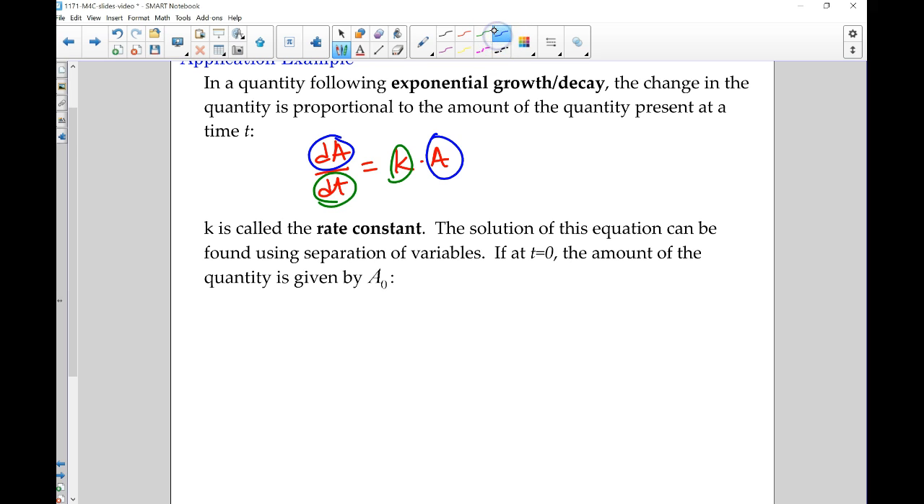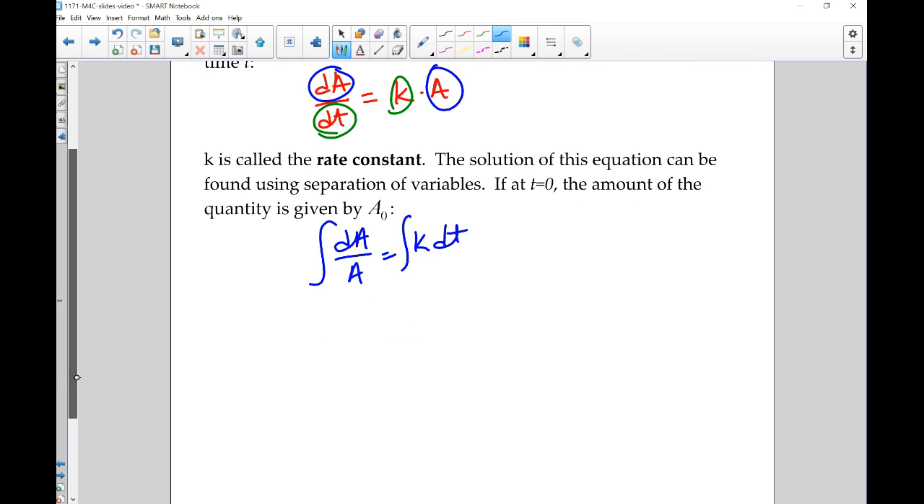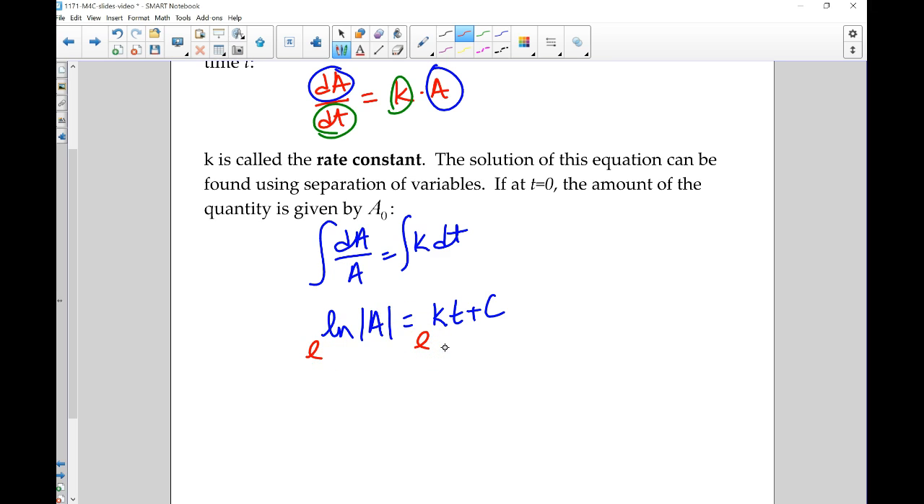So if I separate this, you can verify the algebra on your own, but this is dA over A is equal to k dt, and when I find the antiderivative of each of these, this ends up being natural log of the absolute value of A is equal to kt plus c. Well, then to exponentiate this would be the next step, and I get A is equal to e to the kt plus c, and applying that same method, I can write this as e to the kt times e to the c.